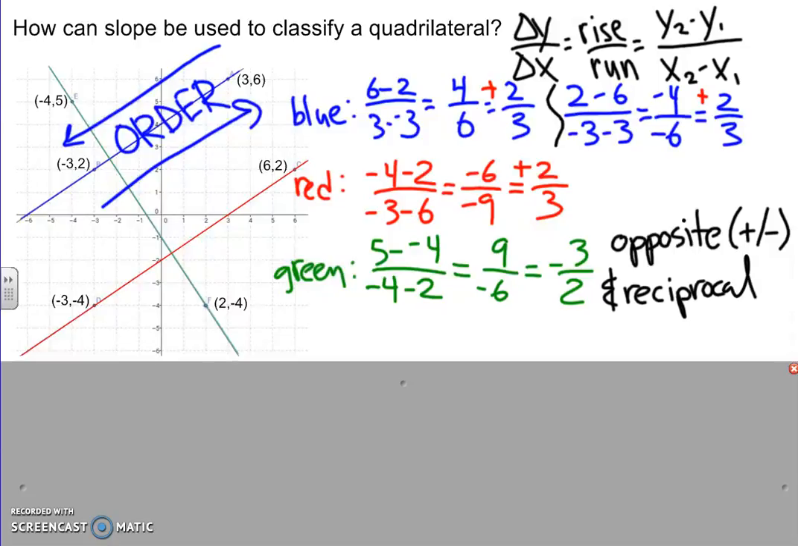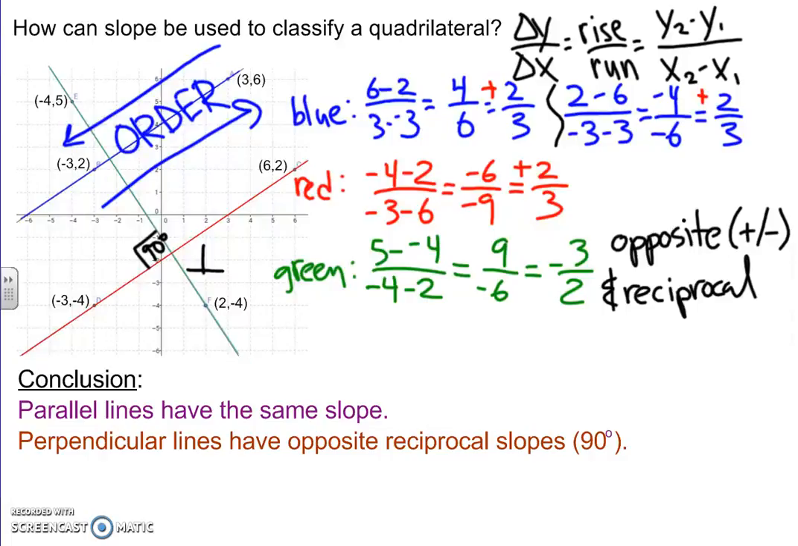Where this helps us is that if 2 lines are opposite reciprocal, they are perpendicular to each other and form a 90 degree angle. We use a little symbol like this instead of a T for perpendicular. So we get these 2 pieces of information that we're going to use in our truths. Parallel lines have the same slope, and perpendicular lines have opposite reciprocal slopes forming 90 degree angles. That's helpful because squares and rectangles have vertices at 90 degree angles, and for rhombuses and squares, their diagonals meet and form 90 degree angles. So we can use this as we progress into our proofs.